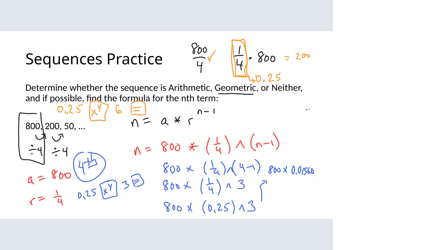I'm out of space. Last thing I'll do is multiply by 800, and then I get something that's not so hideous. 12.5 would be the 4th term. Perfect, Leslie. Yeah, perfect.